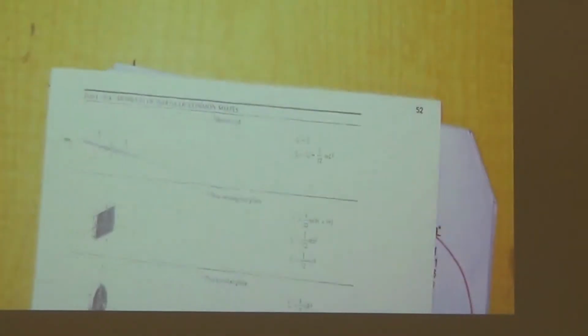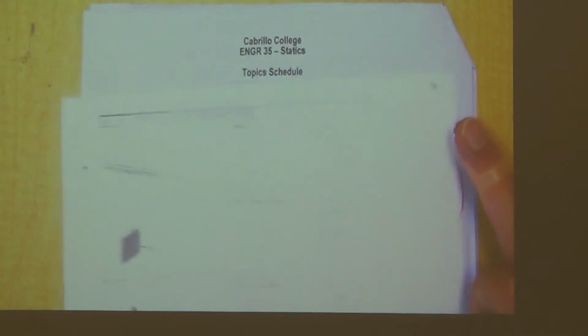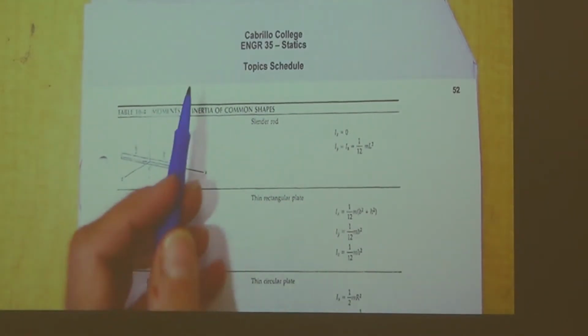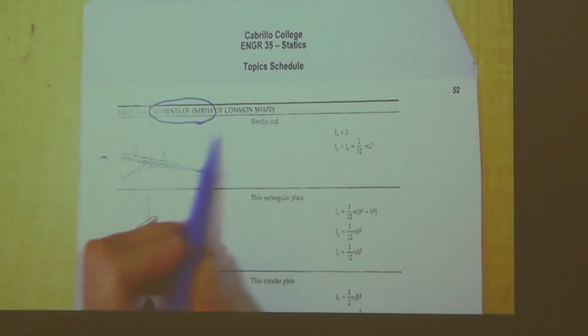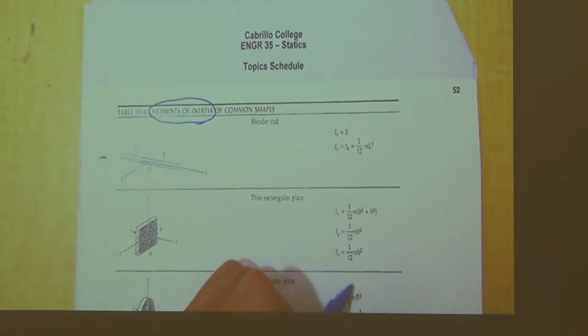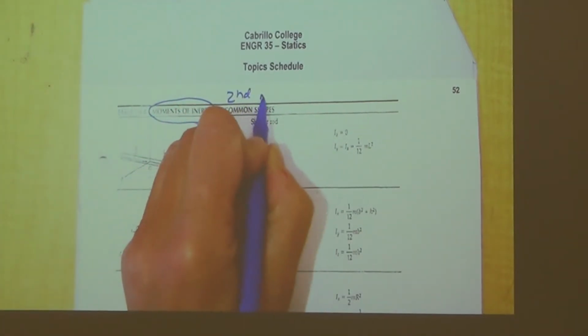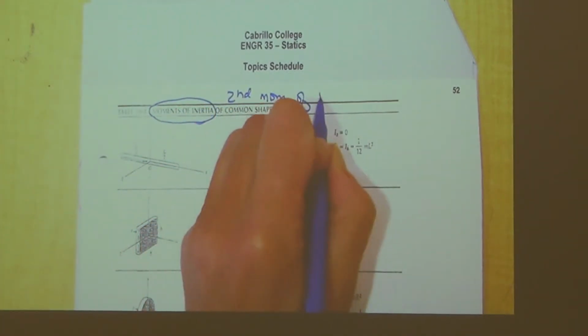Now go on the other side of the page. Now it's called moment of inertia. Look at these equations. What do all the equations have in them? Mass. So we're dealing with second moment of mass.